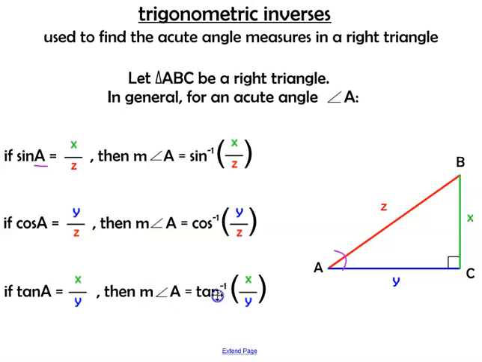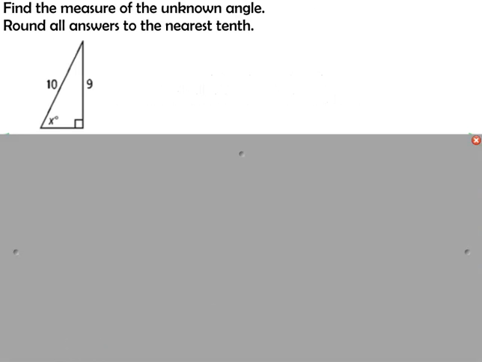So why don't we go ahead and put this into practice with an actual problem. This question is asking us to find the measures of the unknown angle and round all answers to the nearest tenth. I'm going to start out by writing our acronym SOH CAH TOA, because this is going to help us choose the right trig function for each problem.